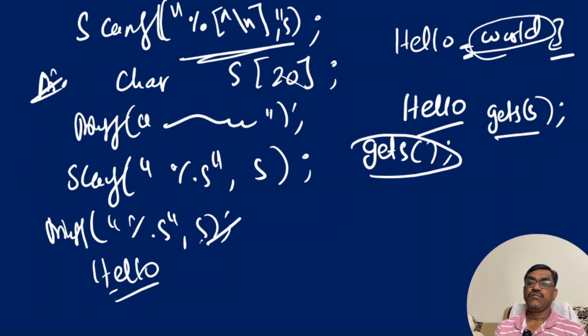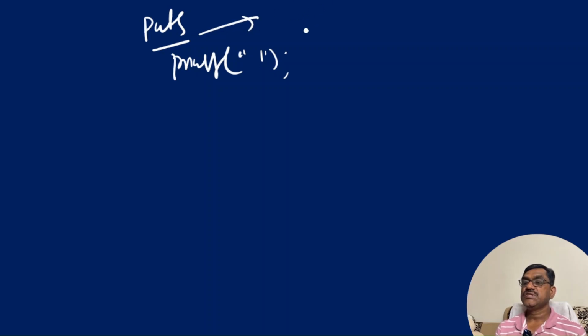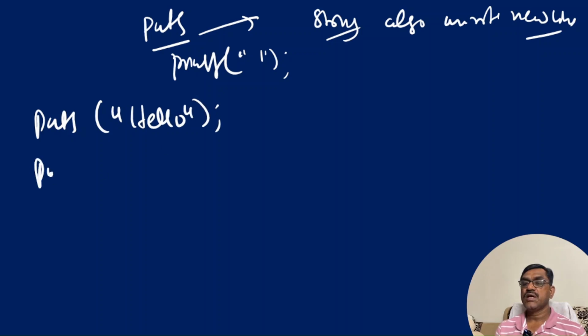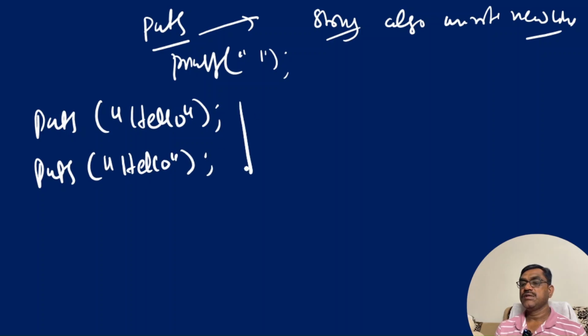After this, instead of using the printf statement, you can also use the function called puts. What is the difference? The puts function is similar to printf, but the difference is that the puts function puts the string and also writes a new line character. For example, if I write puts hello, again puts hello, puts hello.